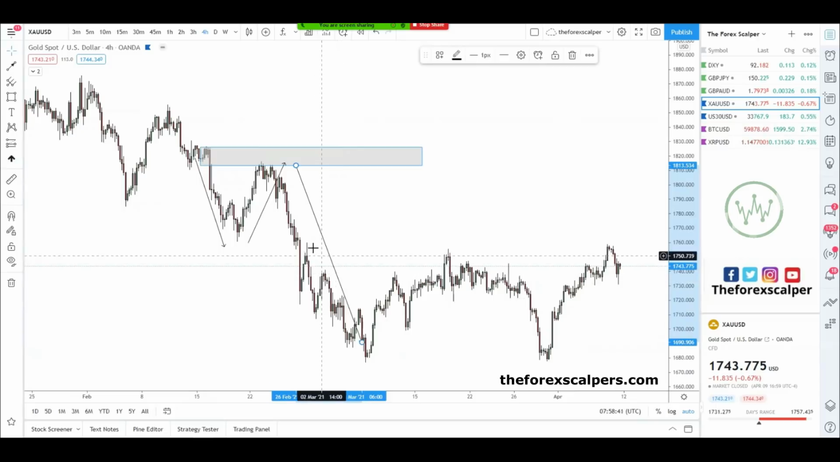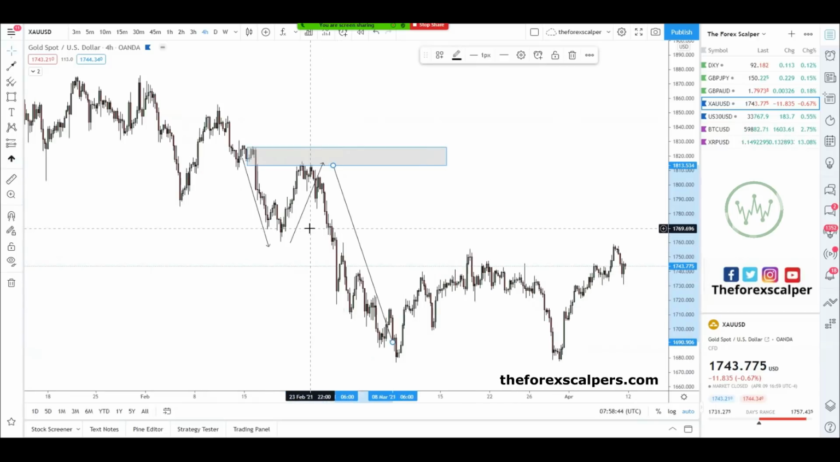Bigger picture, there is nothing wrong with trading counter moves, so don't understand me wrong. But this is to give you an idea why this market is moving to the upside or to the downside. And this is the thing you have to understand.